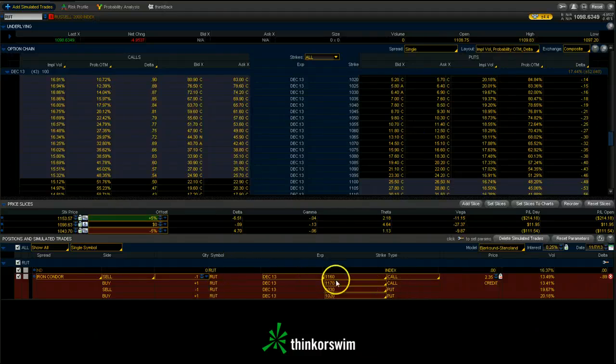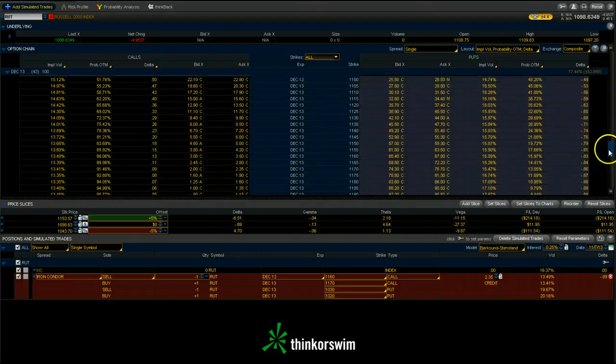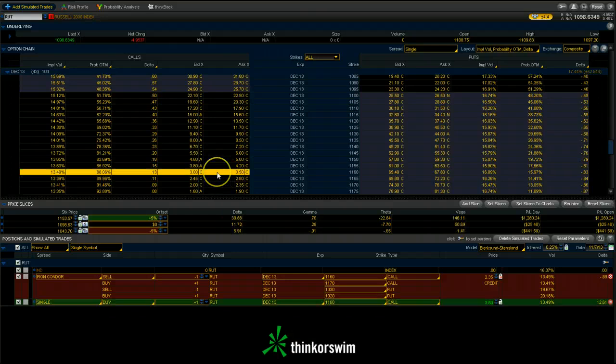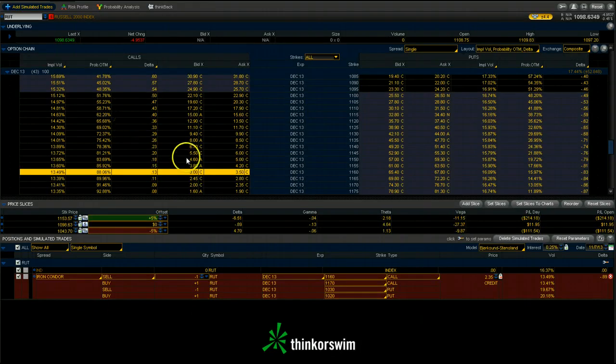I did the same thing on the call side, 1160, 1170. And where are those? Those are right here. The 1160s are here, and the 1170s are here, 235 to 350. And again, you could see the 1160s were 13 delta, so I went a little bit beyond. I didn't have to do that, but the reason I did that is because this market has just done nothing but go up. So I wanted to have a little bit of extra room to the upside.